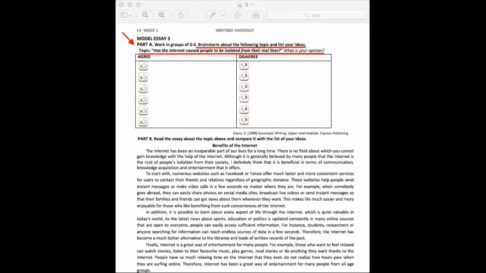Now we can go on with model essay 3. First, look at the topic. Has the internet caused people to be isolated from their real lives? What is your opinion? Before reading the essay, pause the video, brainstorm about the topic, and list your ideas into the box.